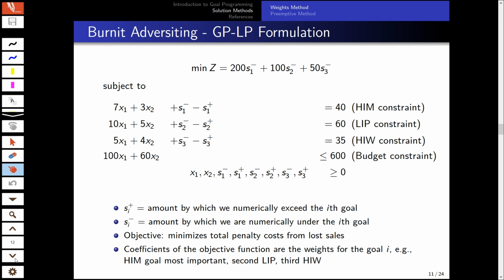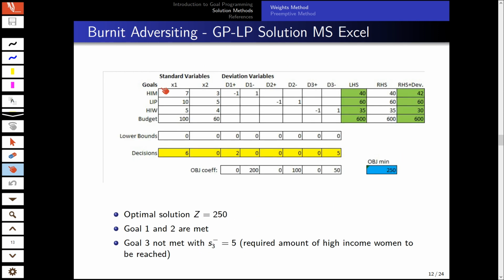You have also seen in the other video how to implement this problem in Excel. So you can set up the table where you have the standard variables x1 and x2 and the coefficients together with the constraints. And then the introduction of the deviational variables for each and every constraint. There you have the sum of the left-hand side, then summing up, and the right-hand side, as we know it also from other linear programs. And this calculates then the deviation together, and that is extra information.